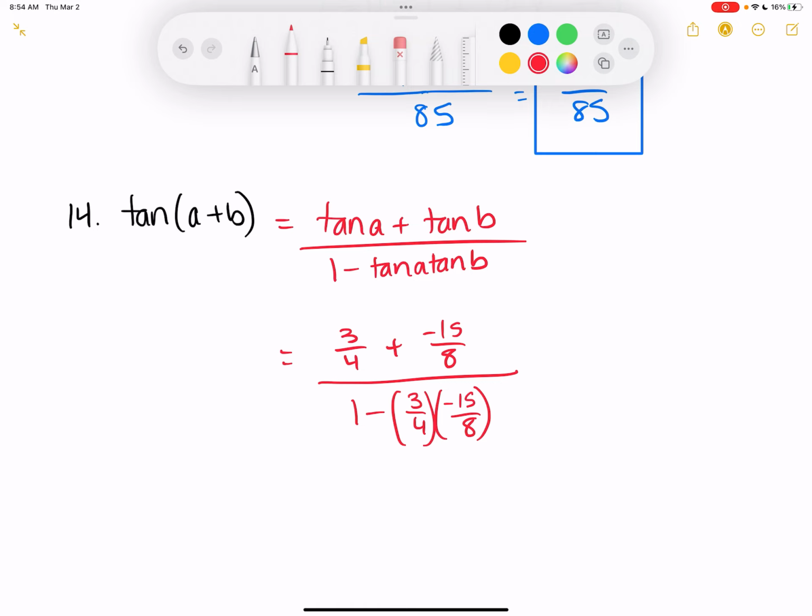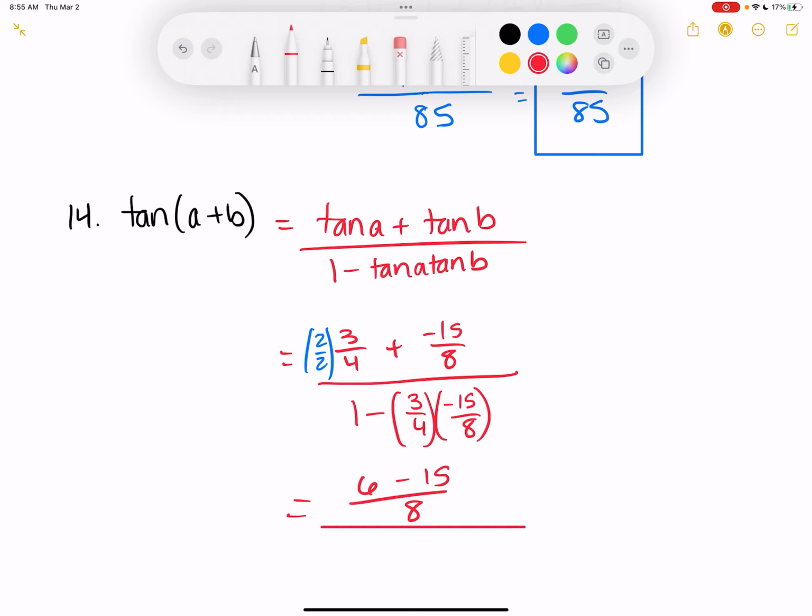2 over 2. Yep. So I'm multiplying this by 2 over 2. On top, that's going to be 6 minus 15 over 8, all over 1 minus, oh gosh, that's going to end up being plus because of the negative and the negative. It's going to become plus 3 times 15 is 45 over 4 times 8 is 32.